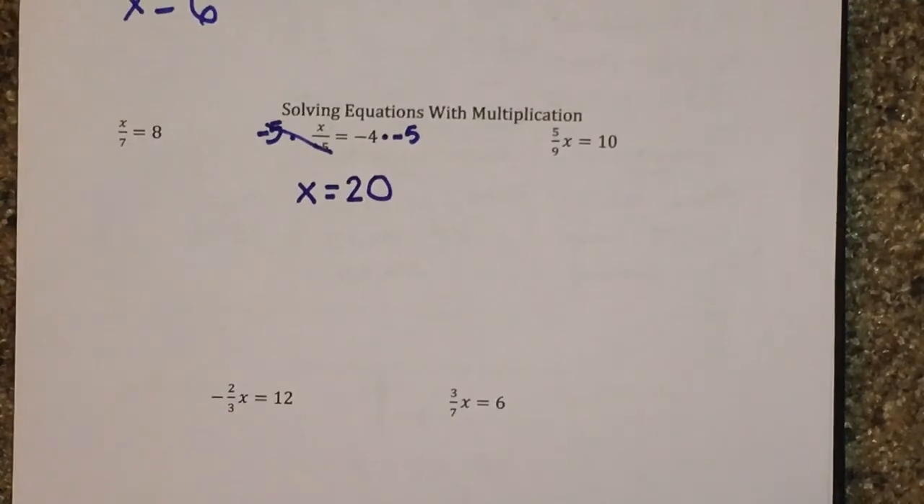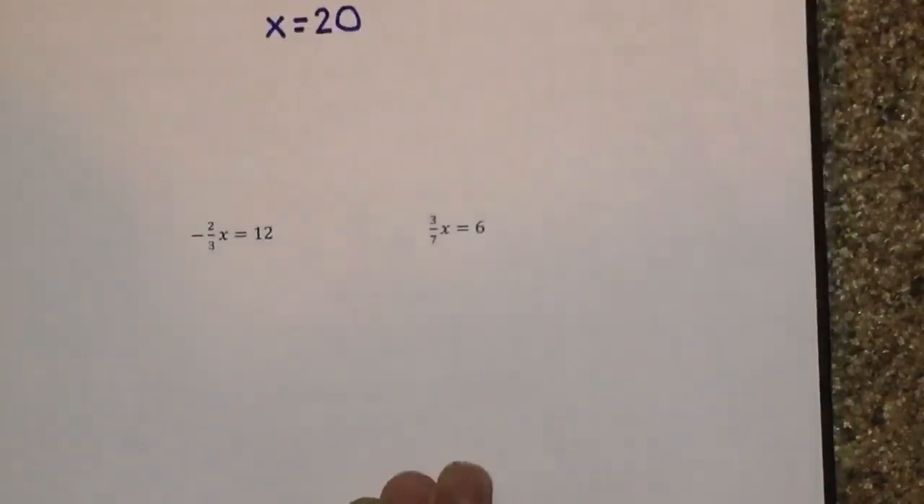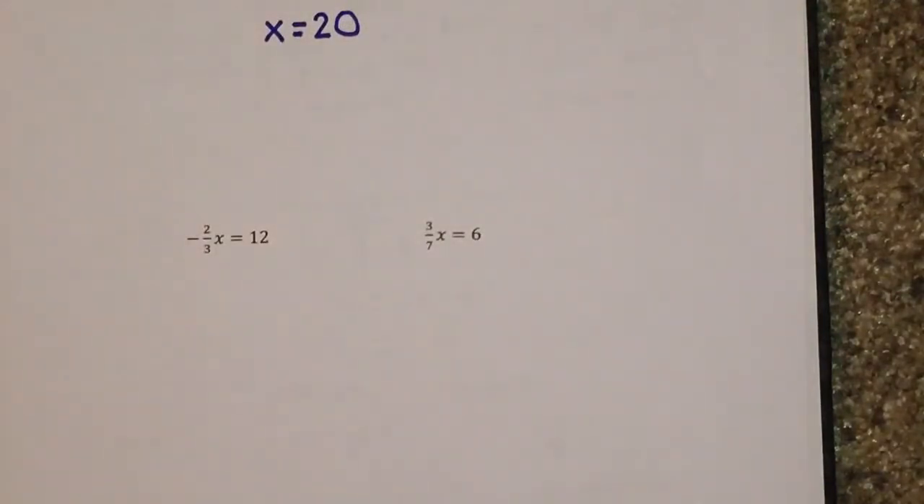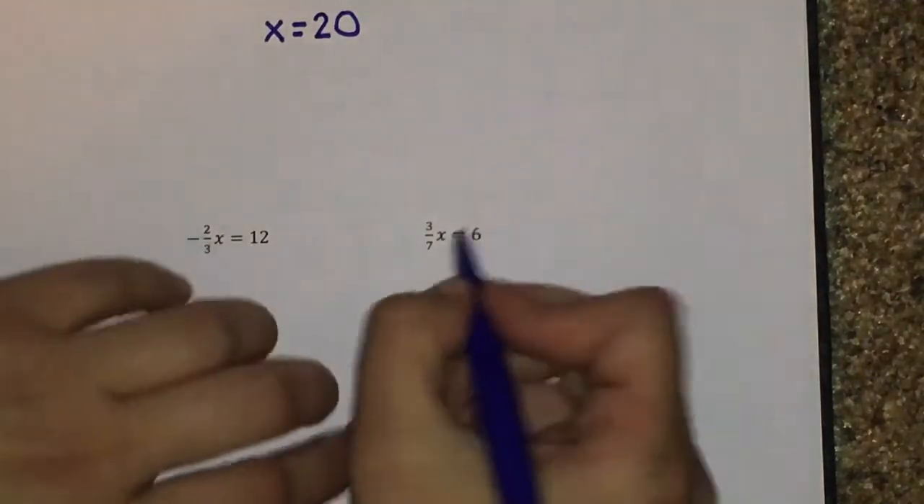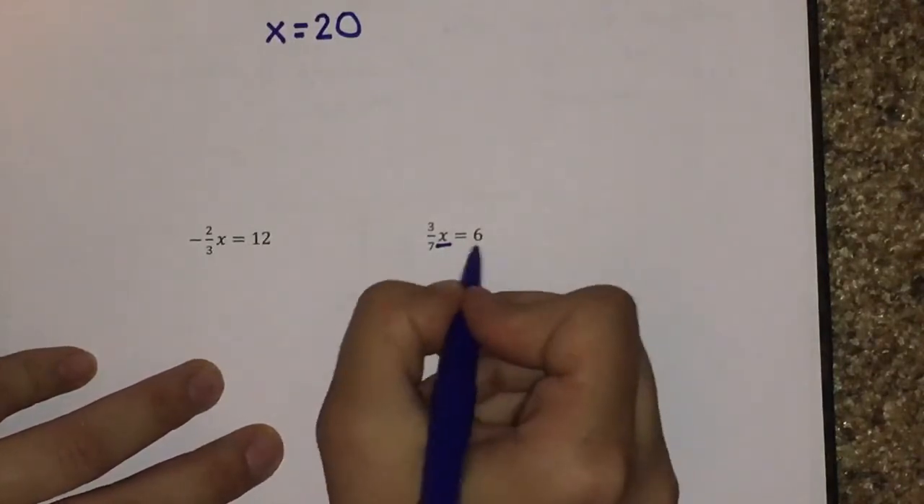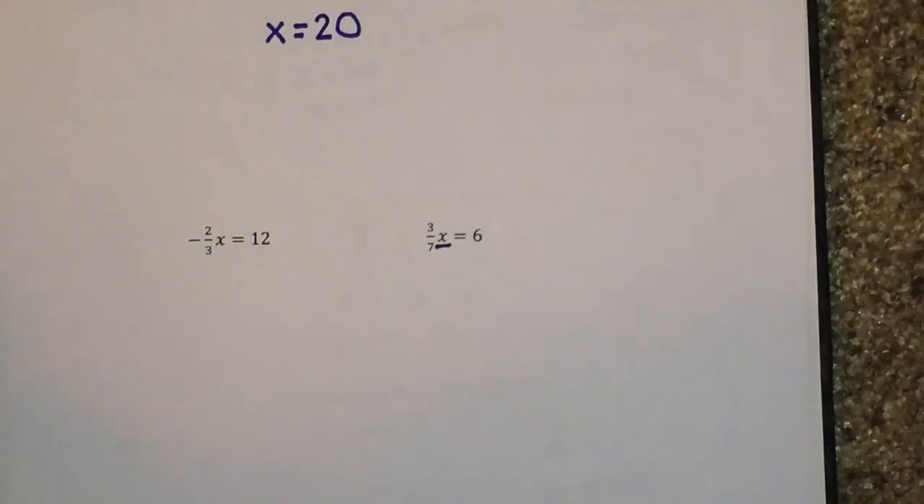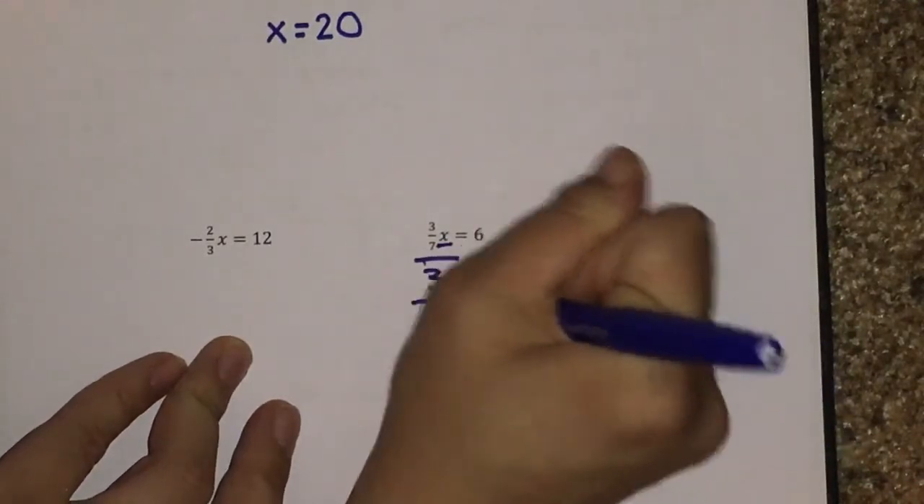Let's go ahead and move on down to the last one. This one's going to be a little bit different. We have to talk about some fractions. Well, in this case, let's decide what is happening to x. It's being multiplied by 3/7. So in order to get rid of something that's being multiplied, again, we are going to divide. So we are going to divide both sides by 3/7.